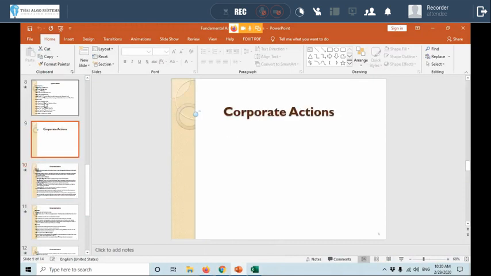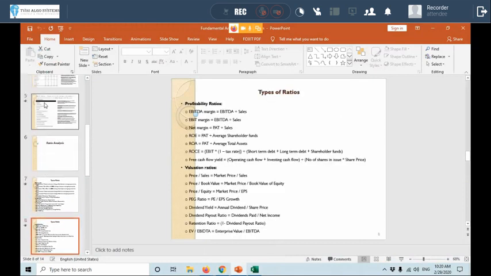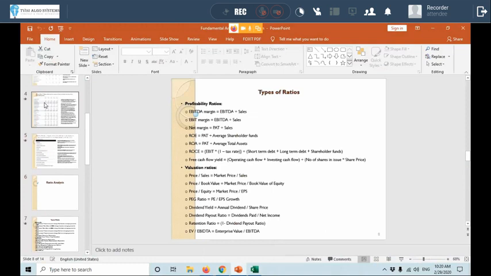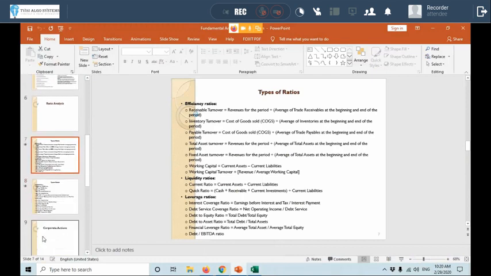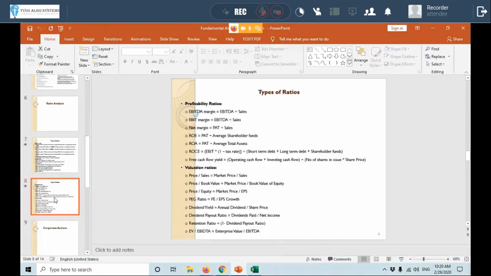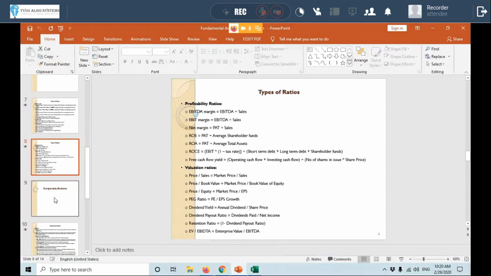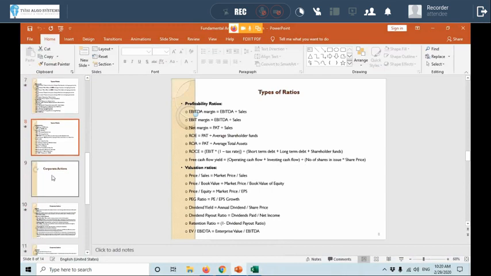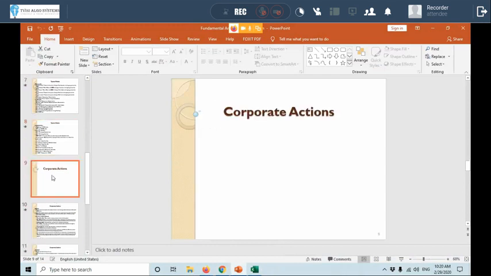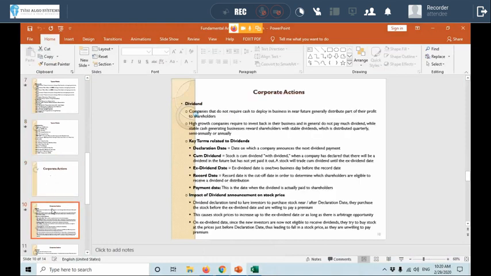So last time we covered what is fundamental analysis. We saw how to draw balance sheet, income statement, and cash flow. We did some of the ratio analysis. We saw what are the types of ratios and how to derive those ratios. Now, the other part which we will cover today is corporate actions. So let's go into that. So the first corporate action is dividend.